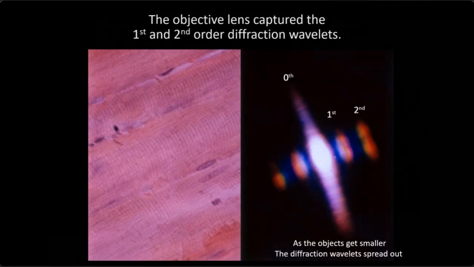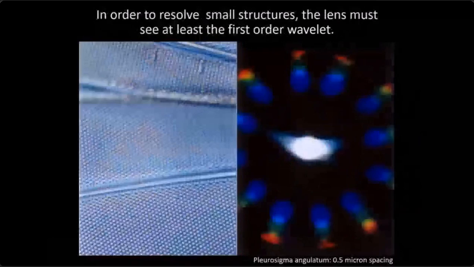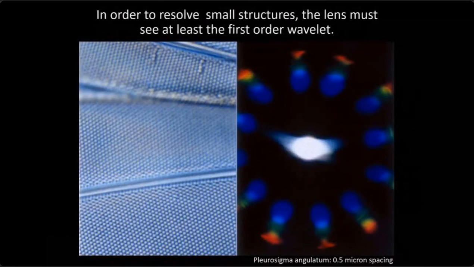Now here's what happens: as the lines or the spacings or fine details of an object in a specimen get smaller and smaller, the diffraction wavelets spread out. So here's an example of Pleurosigma angulatum, which is a diatom that, if you have a really good microscope, you can see these dots in. They're half micron spacing. This diatom is often used to test how good your microscope is. So in order to resolve that diatom, again, if you take the eyepiece out of the right-hand side and you look down the objective lens, that's what you see.